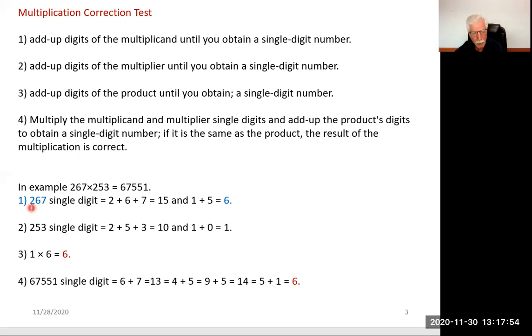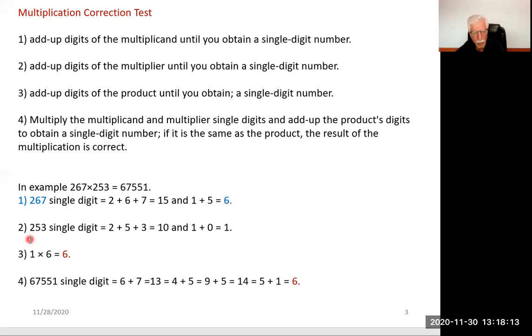267, we add 2 and 6. 2 and 6 is 8. 8 plus 7 is 15. 1 plus 5 is 6. So the single digit obtained from the multiplicand is 6.